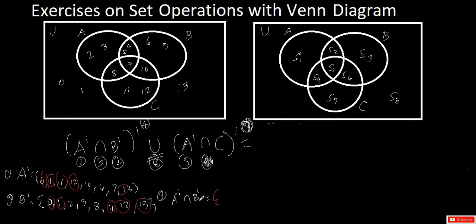So the elements of A complement intersection B complement are 0, 1, 11, 12, and 13. Okay, so now let's have step 4. Our step 4 is to take the complement of the intersection of A complement and B complement. Okay, so what are the elements which are not in this set 0, 1, 11, 12, 13 and are found in the universal set?